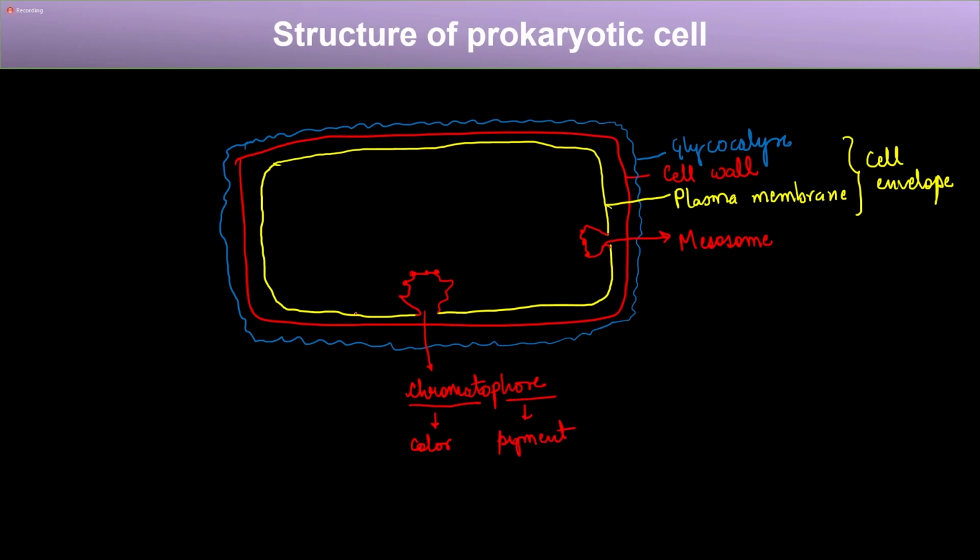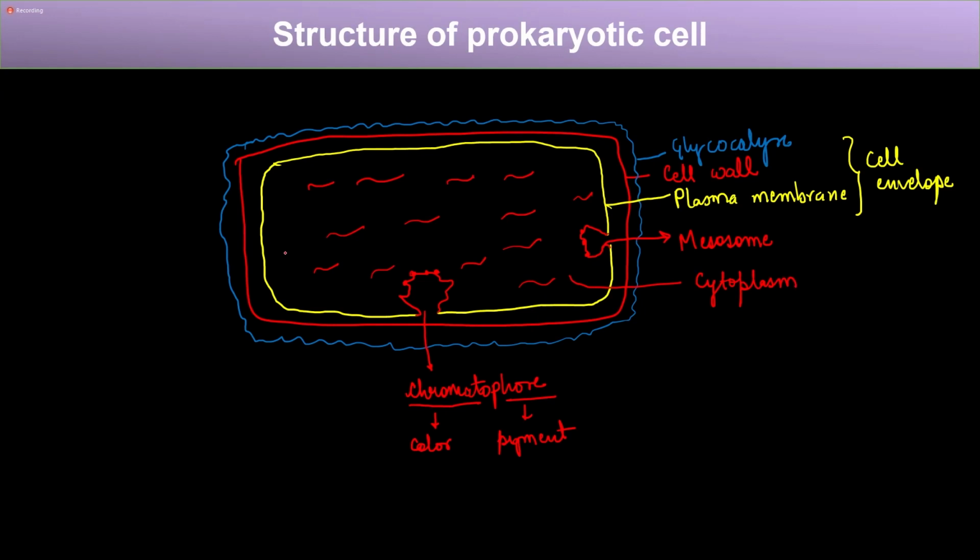So this is the structure or the boundary of the cell. Now inside the cell, we have studied that a typical cell consists of a semi-fluid matrix, right? So what is this semi-fluid matrix called? It is known as cytoplasm.